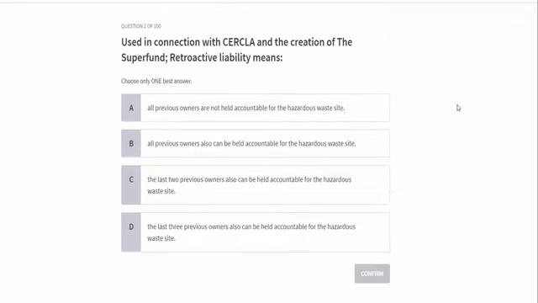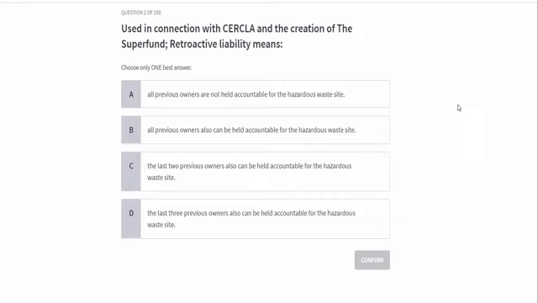Alrighty. Let's see, next question, question number 2. Okay, used in connection with CERCLA and the creation of the Superfund, retroactive liability means what? And it gives us 4 options here.